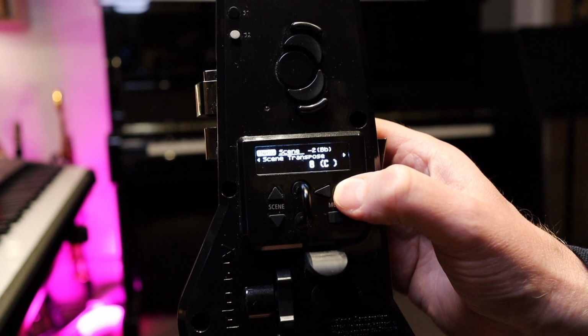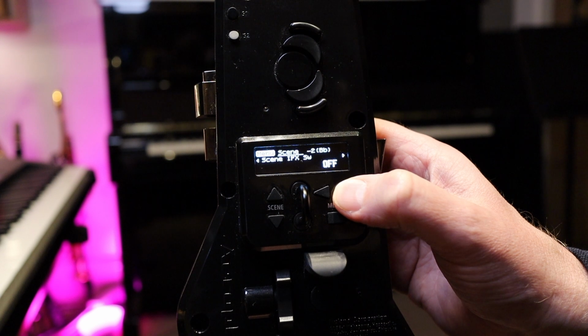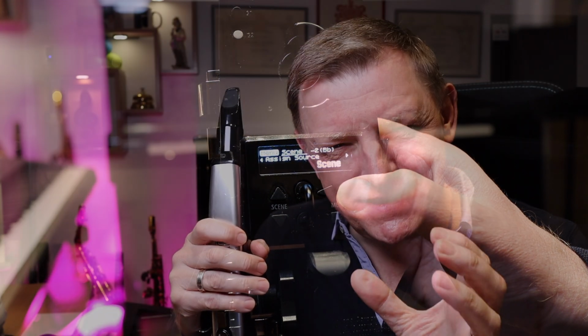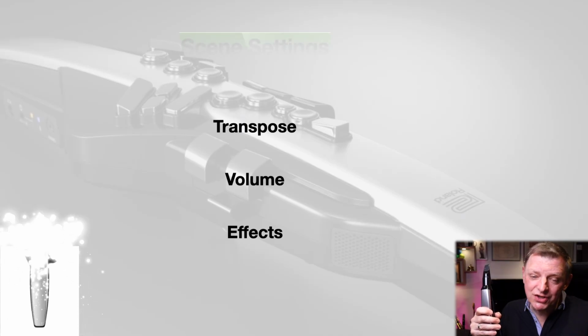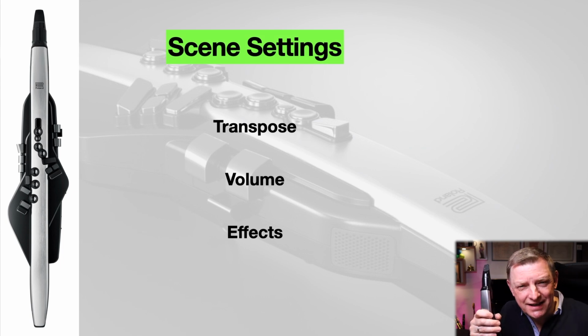Scene settings. There are just a small amount of scene settings right here on the Aerophone. Go past those first system settings and you'll get to the scene settings. So here we can set different things for each scene. The basic ones like transposition, the volume of each scene, and the amount of effects for each scene.